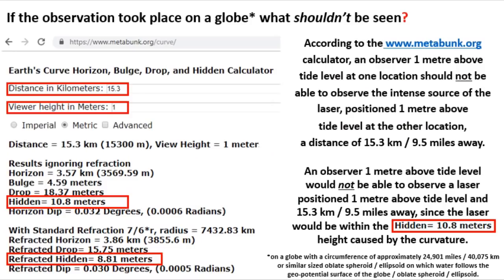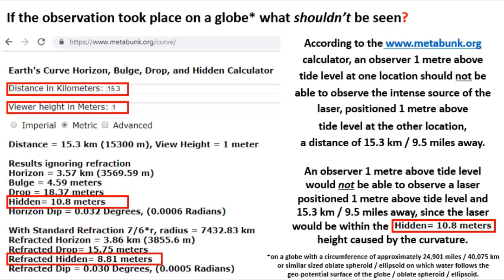If the observation took place on a globe, what shouldn't be seen? According to the metabunk.org calculator, an observer 1 meter above tide level at one location should not be able to observe the intense source of the laser positioned 1 meter above the tide level at the other location, at a distance of 15.3 kilometers or 9.5 miles away.